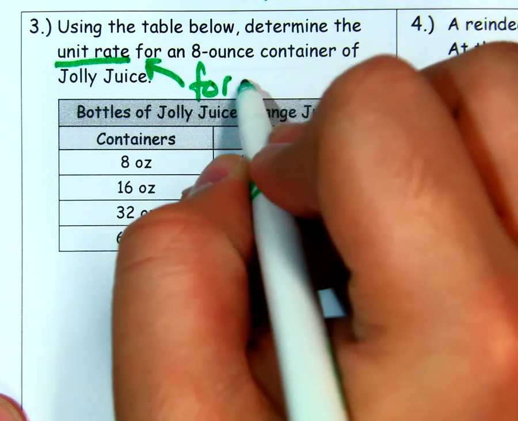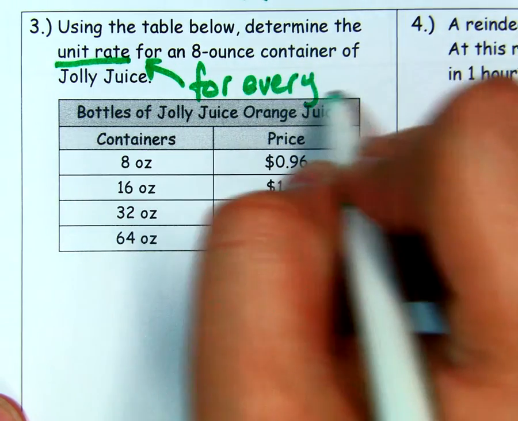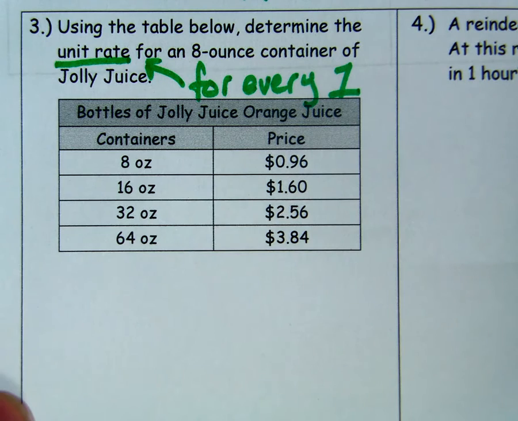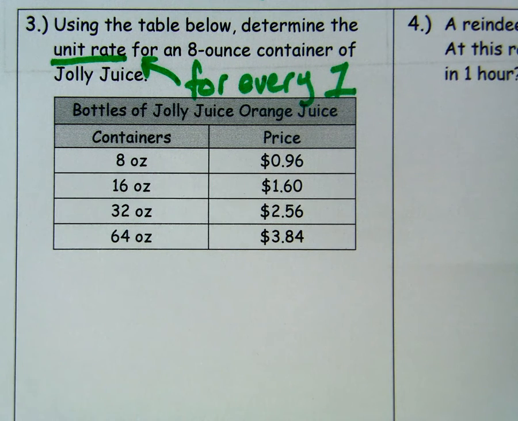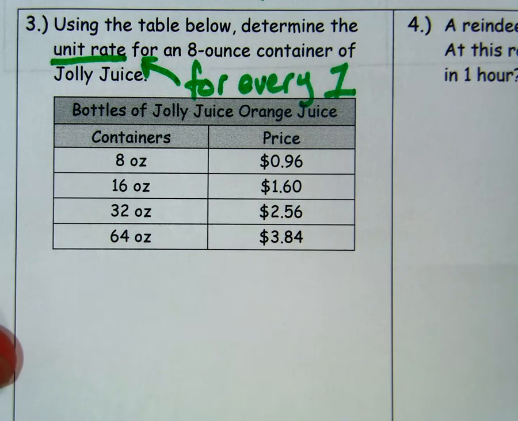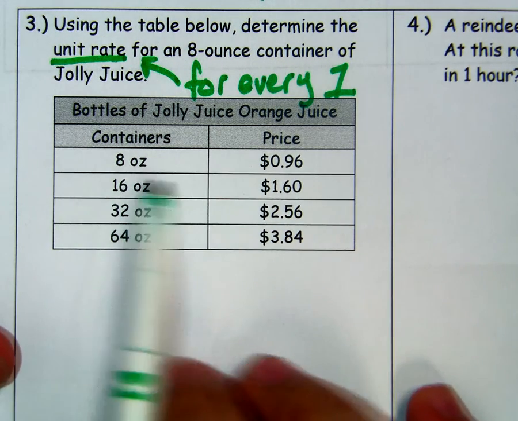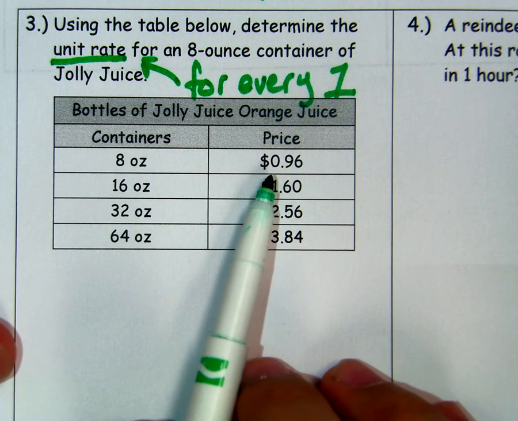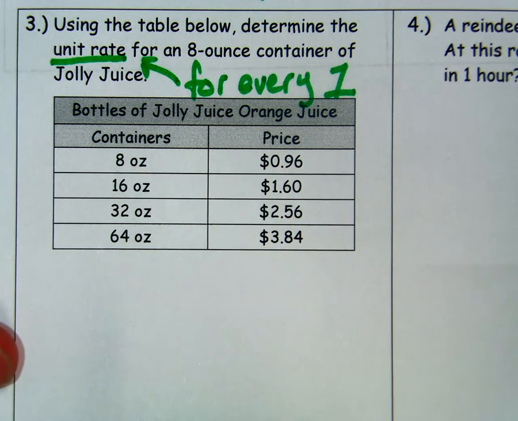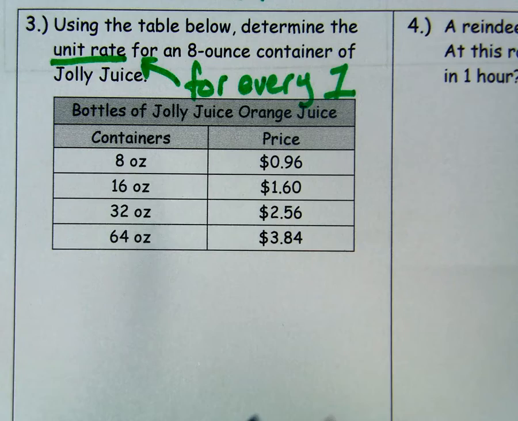means for every 1 unit. So what I want to do here is I want to try to make myself a rate where I have a certain number of units for every 1 of the other unit. In this case, our 2 units are going to be ounces and dollars, or we can also call this cents. But since we have the dollar sign there, we'll say that our other unit is dollars. So we're looking for the unit rate of our 8-ounce container.